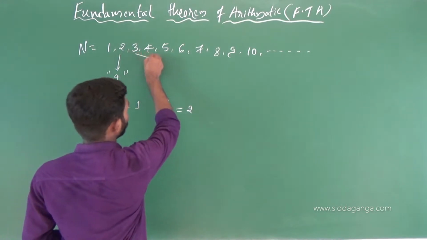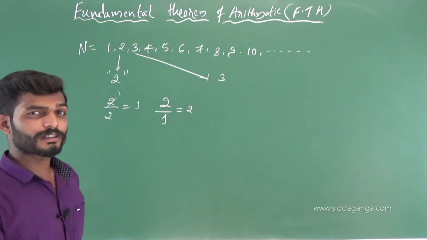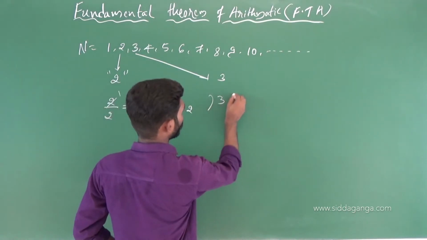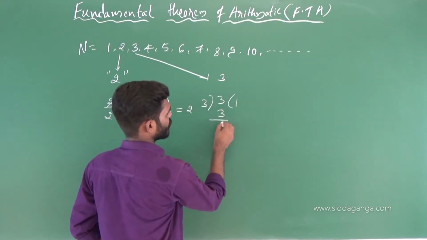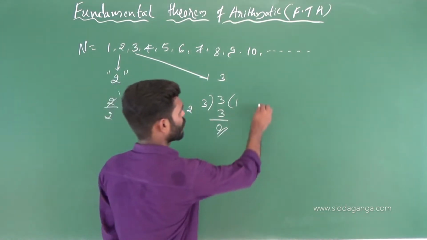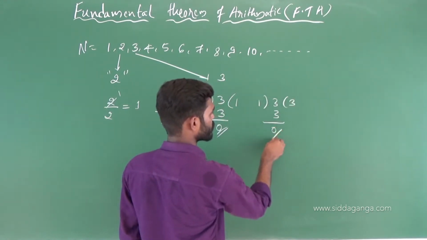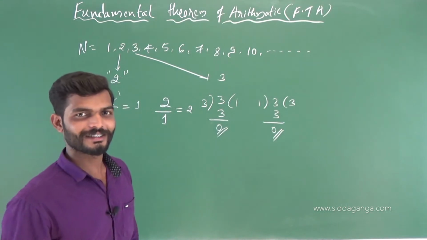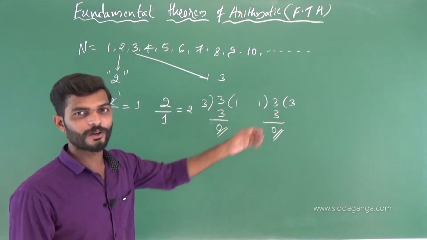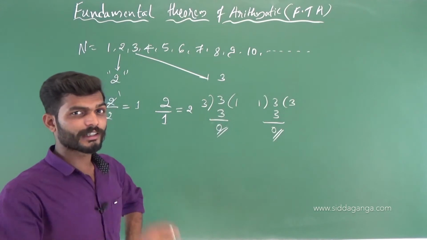Now, let me take 3. Which are all the numbers that divide 3 here? 3 divided by 3 gives quotient 1, remainder 0. 1 divides 3 giving quotient 3, remainder 0. Right? Therefore, is there any other number which can divide 3 here? No. 4 cannot divide 3, 2 cannot divide 3, only 1 and 3 can divide 3.